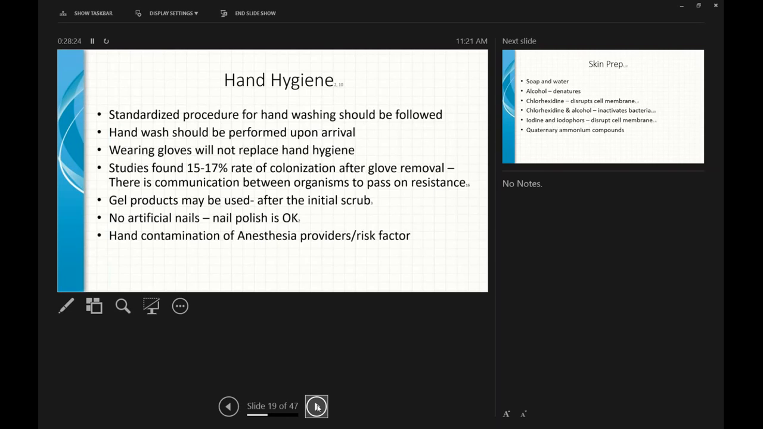Gel products may be used, but only after the initial scrub, and those are your gel antibiotics that you probably carry in your purse. No artificial nails. Nail polish is okay still according to AORN guidelines. And hand contamination of your anesthesia provider is also a risk factor.